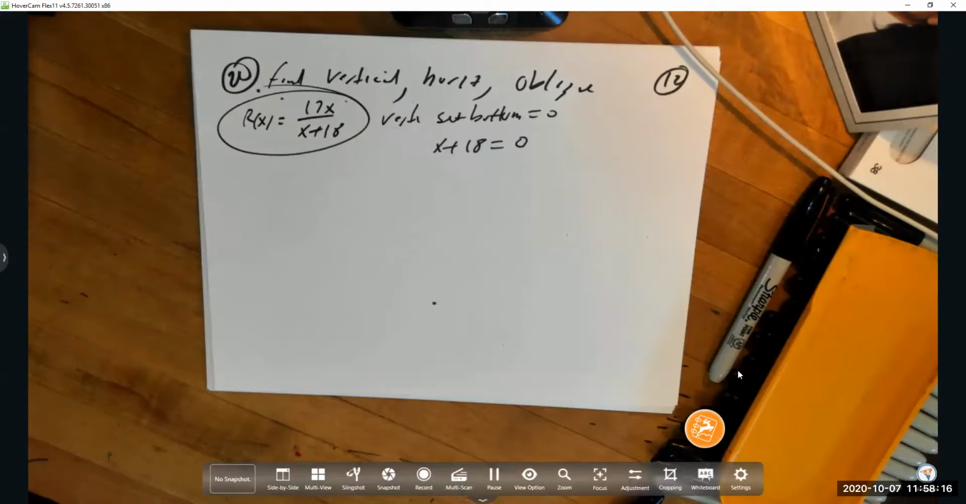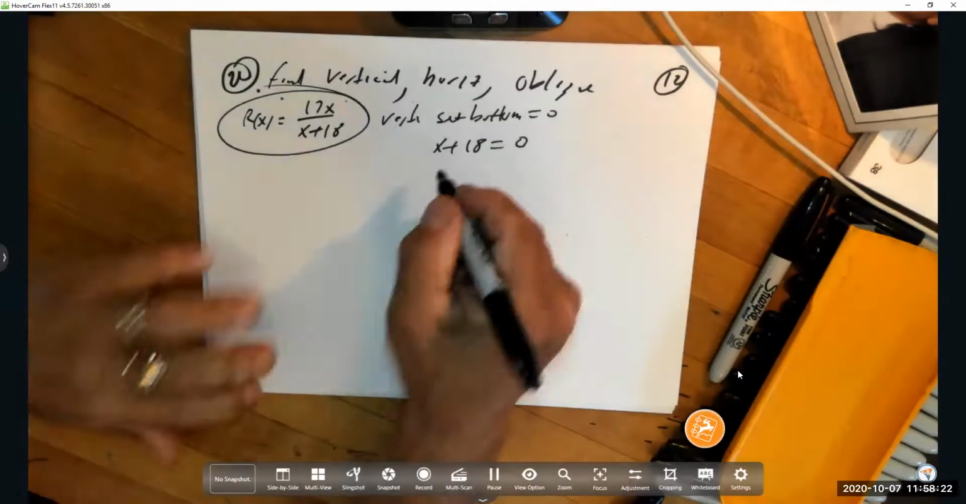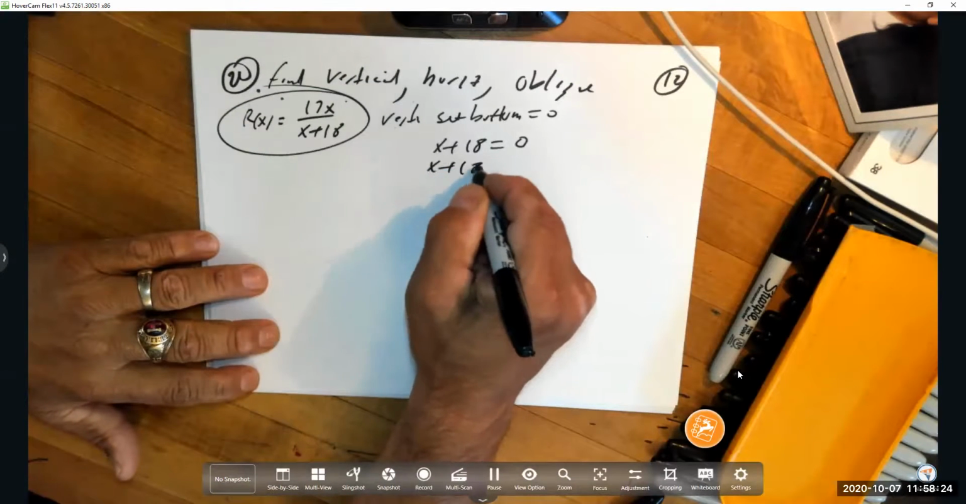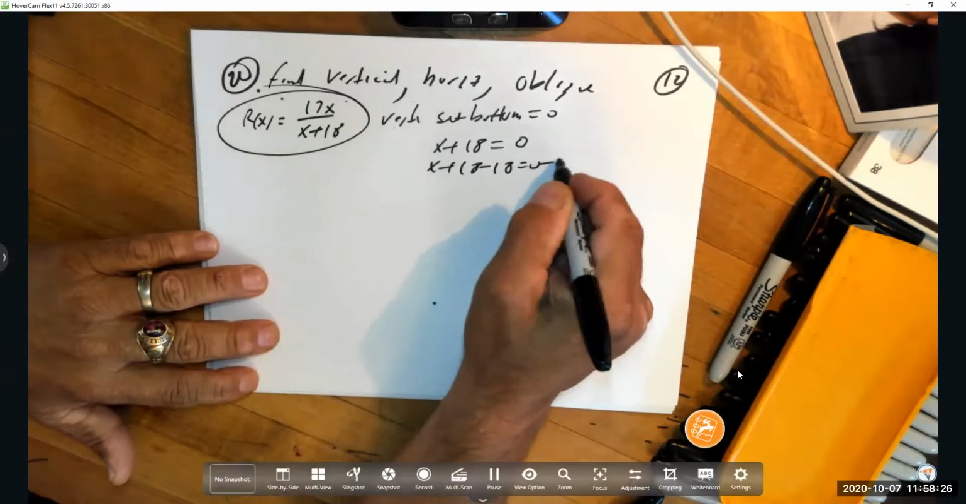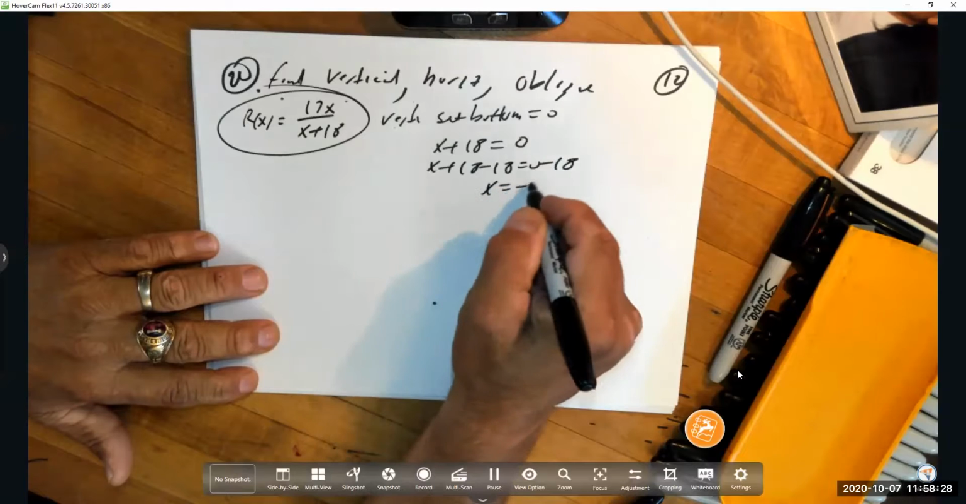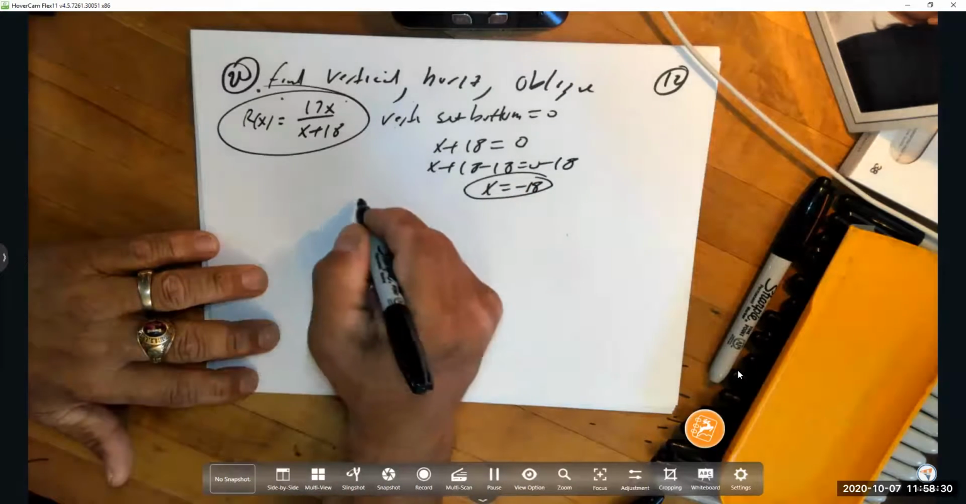So how do you solve that? Minus 18. Minus 18. So x is minus 18. This is the vertical.